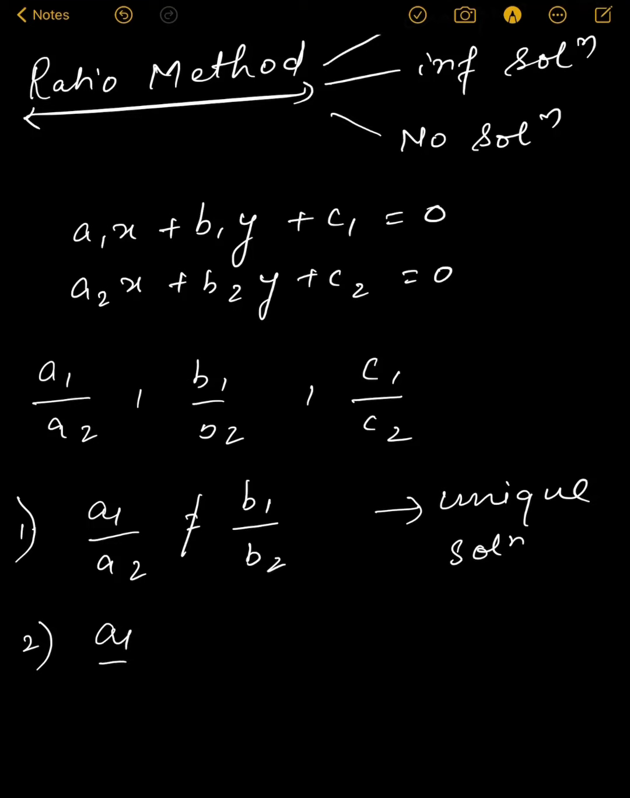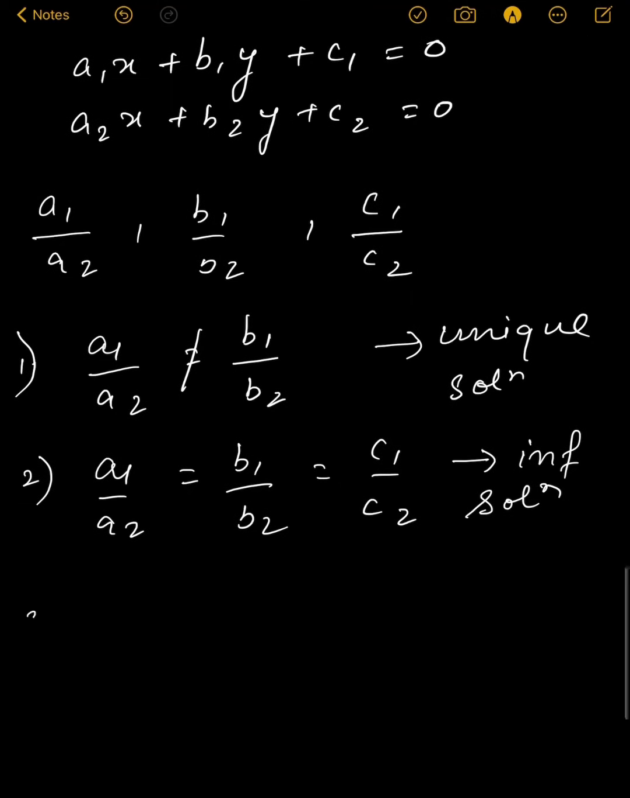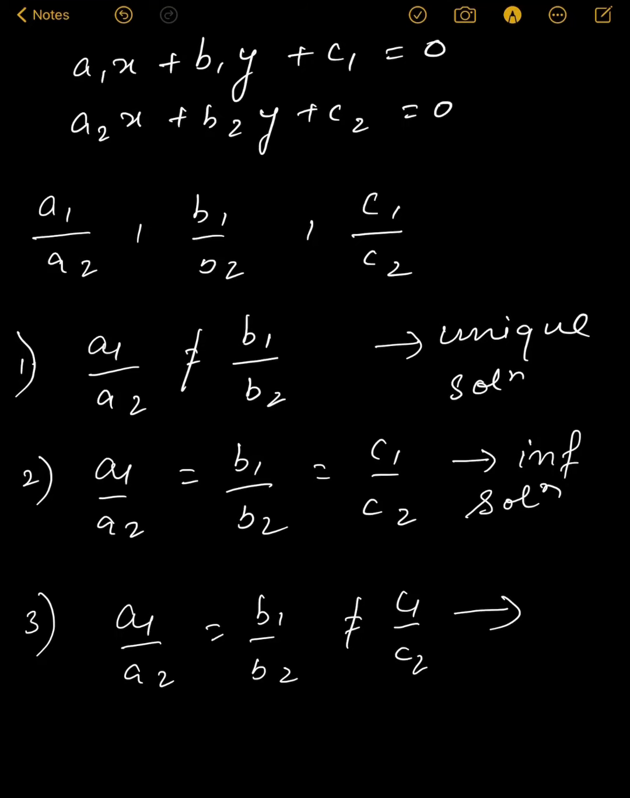Second, if a1 by a2 equals b1 by b2 equals c1 by c2. What does it mean? It means one equation is a multiple of the other equation. So in this case we will get overlapped lines or coincident lines. So this will give you infinitely many solutions. And the third case, if a1 by a2 equals b1 by b2 but not equal to c1 by c2, this will give you parallel lines. So in this case we have no solution.